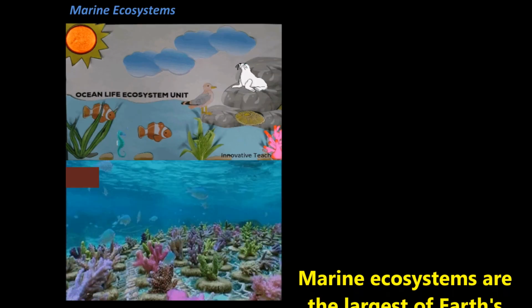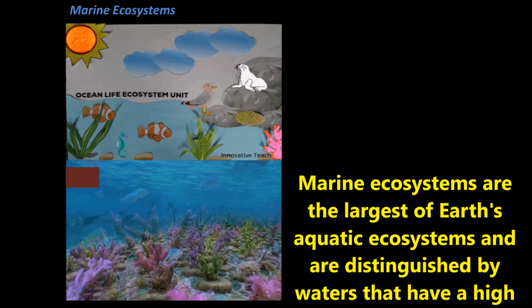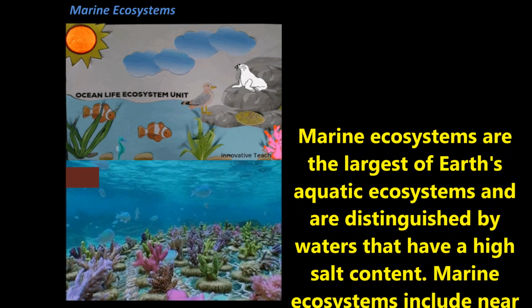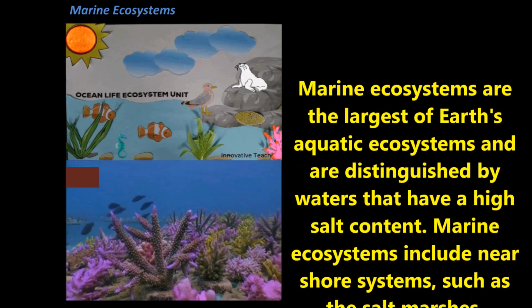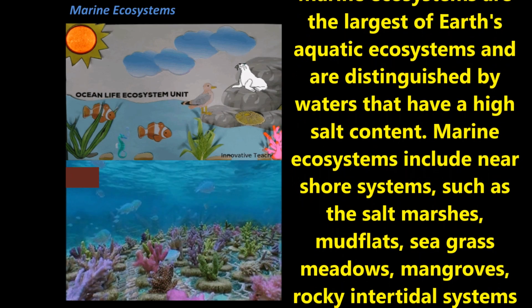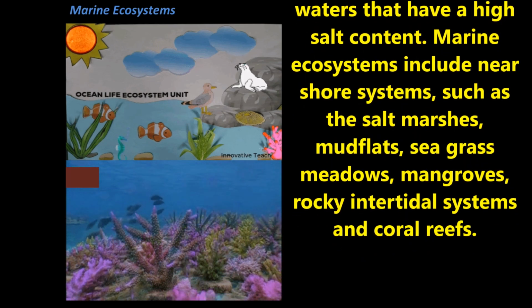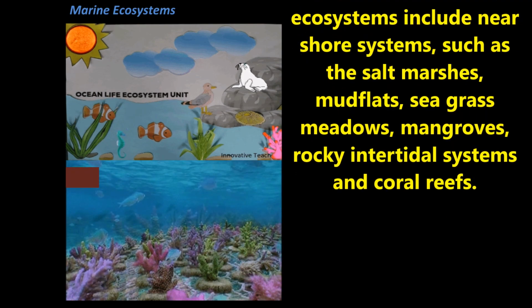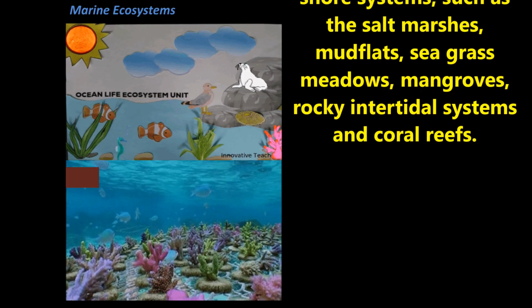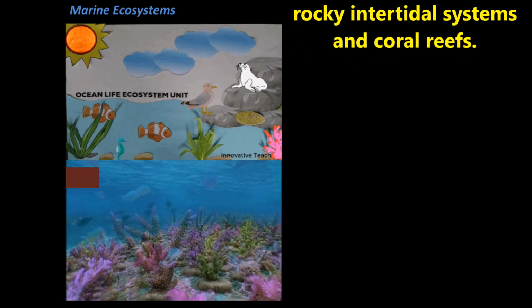Now let us discuss the marine ecosystem. The marine ecosystem is the largest of Earth's aquatic ecosystems and is distinguished by water that has a high salt content. Marine ecosystems include nearshore systems such as salt marshes, mud flats, seagrass meadows, mangroves, rocky intertidal systems and coral reefs.